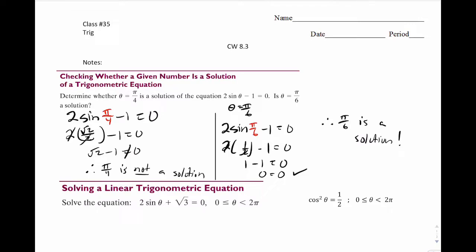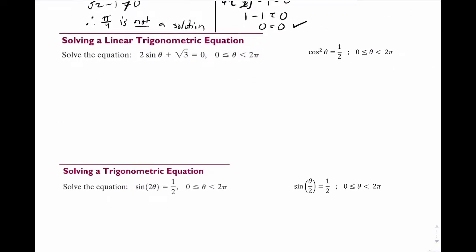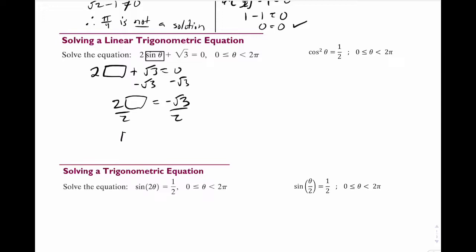Now let's see how we do it if we actually have to solve it. What I want you guys to do is draw a box around the sine theta. That's your variable for now. So I know we're solving for theta, but for now, focus on the sine theta. So we have 2 times the box plus root 3 equals 0. Let's solve for the box. I'm going to subtract root 3. So 2 times the box equals negative root 3. Divide by 2. So the box is negative root 3 over 2.